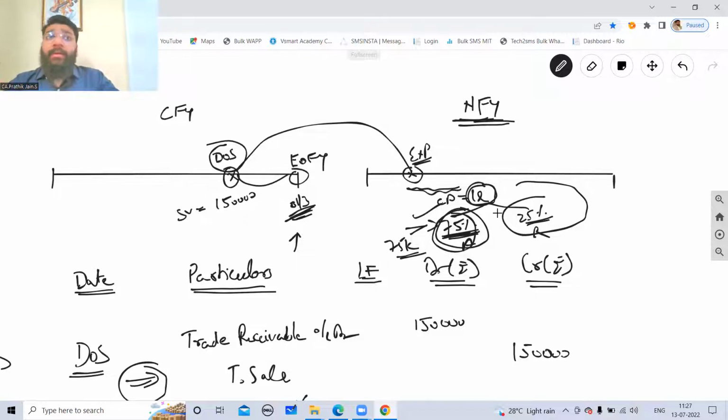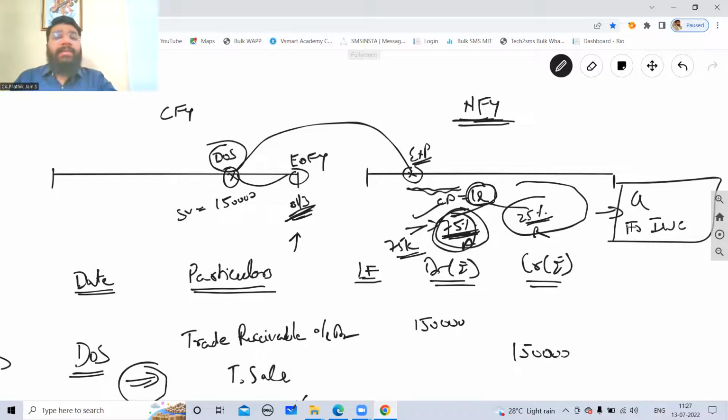Technically speaking, yes. The entry that I will pass for this is, I will reverse the inventory with customer. So inventory with customer will be reversed and closing stock should be debited. But in your entire syllabus, they have not considered this point. So even we will not consider. But technically we have to, I give you the logic.